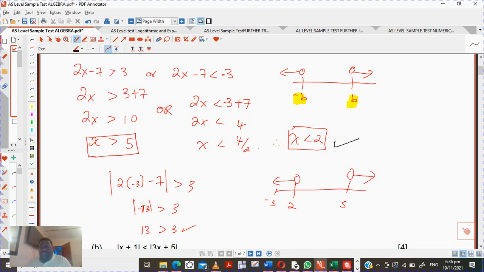So this solution is going to work, and you need to make sure that you check your answers. Please, very important. It's not just about solving them, but it's also about checking your solutions.